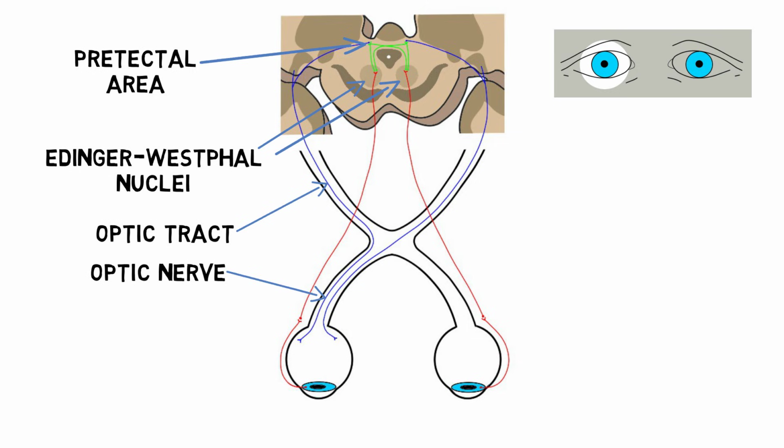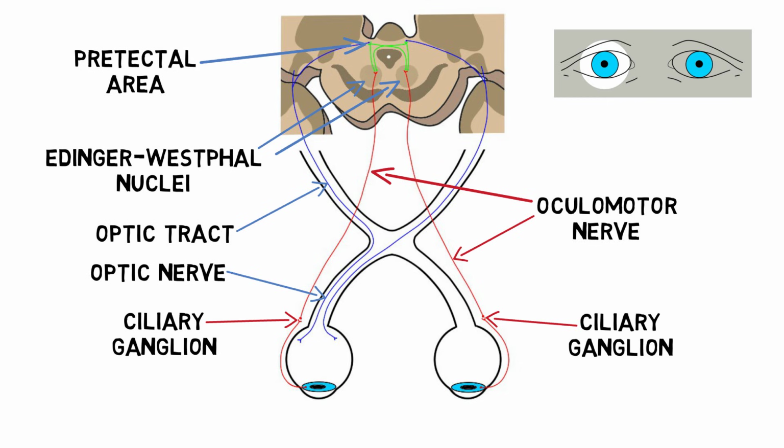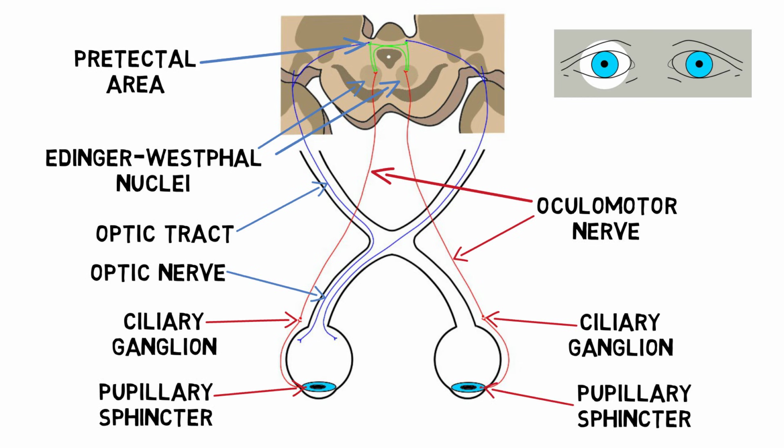There is an Edinger-Westphal nucleus on each side of the brainstem, and these nuclei contain neurons that project through the oculomotor nerve to a structure called the ciliary ganglion. From there, the short ciliary nerves extend to the pupillary sphincter to constrict the pupil.